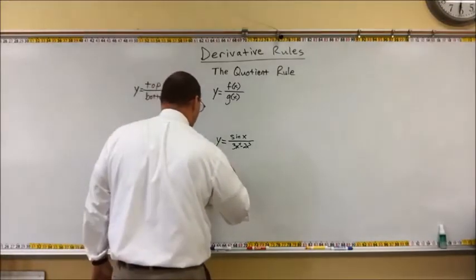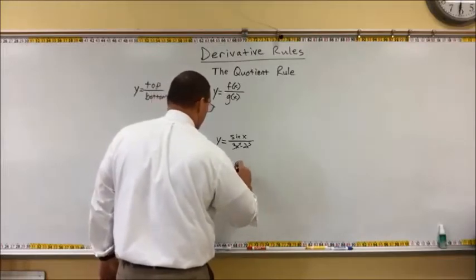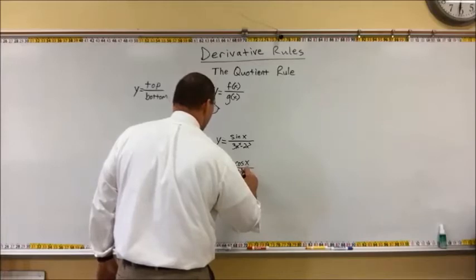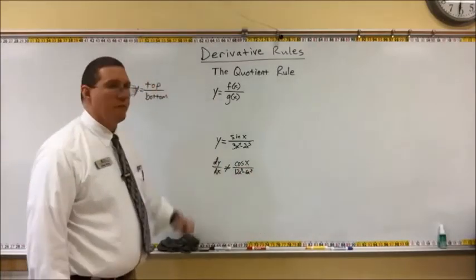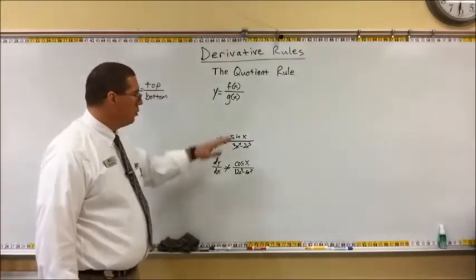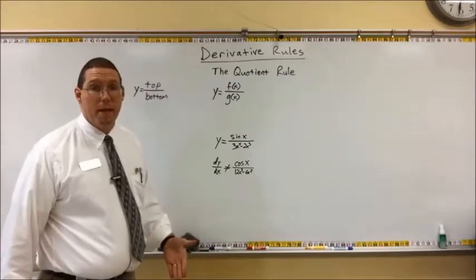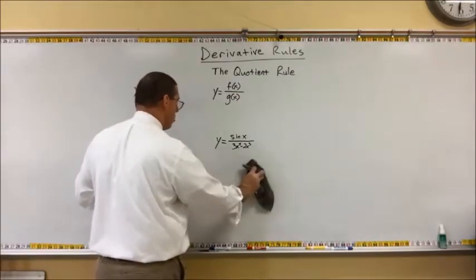So, the derivative, dy dx, is not, in this case, cosine of x over 12x to the third minus 6x squared. That is not the derivative of that, okay? We don't just do the derivative of the top over the derivative of the bottom. Even though that's what you want it to be, that's not what it is. So we're going to get rid of this. Well, what is the quotient rule?